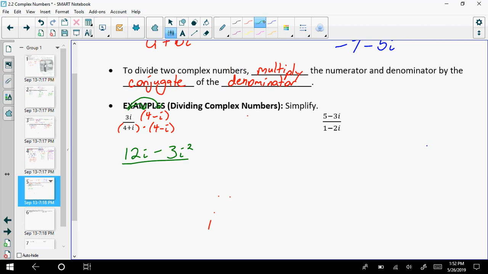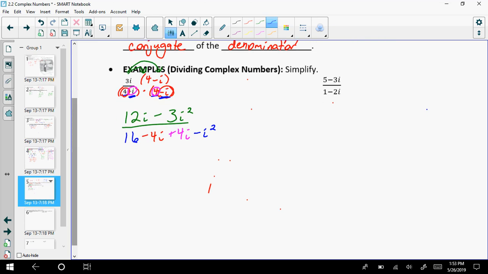All over, now on the bottom I'm going to have to FOIL. So first times first, 4 times 4 is 16. Outer times outer, 4 times negative i would be negative 4i. Inner times inner, positive i times 4 would be plus 4i. Sorry about that. And then careful with last times last. Positive i times negative i would be a negative i squared.